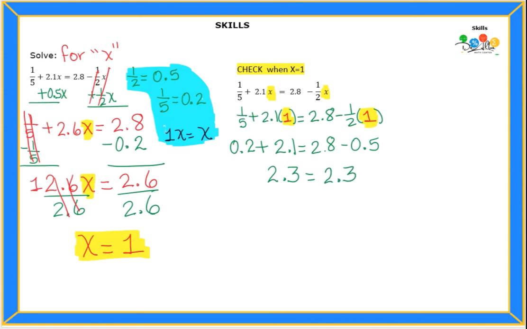And what do I see? I got the same answer on both sides. Therefore, x equals 1. It is my answer, and it is correct. Okay?